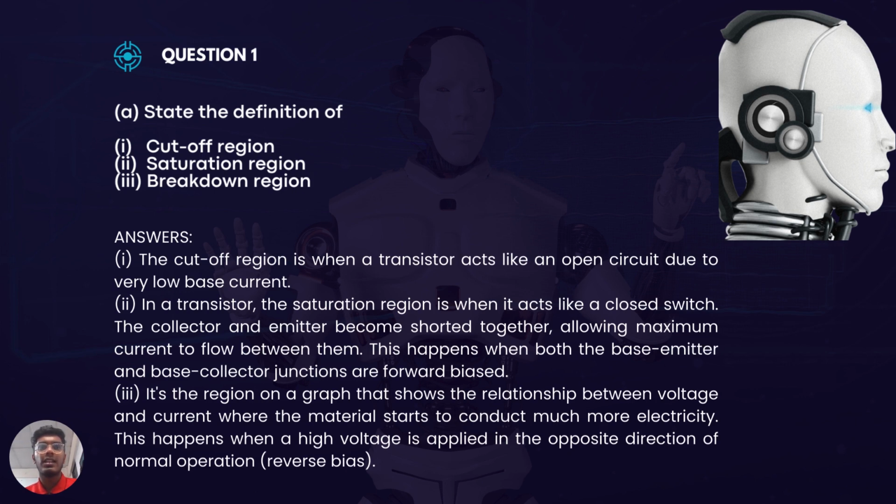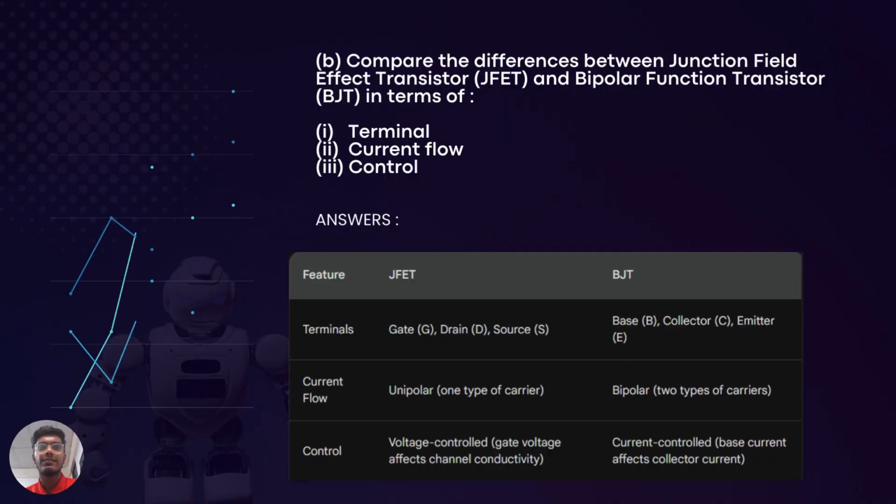Roman 3. It's the region on a graph that shows the relationship between voltage and current where the material starts to conduct much more electricity. This happens when a high voltage is applied in the opposite direction of normal operation, reverse bias.